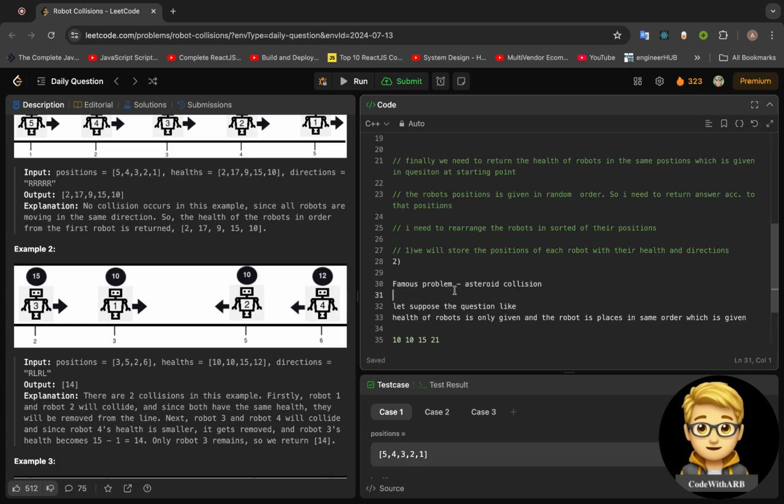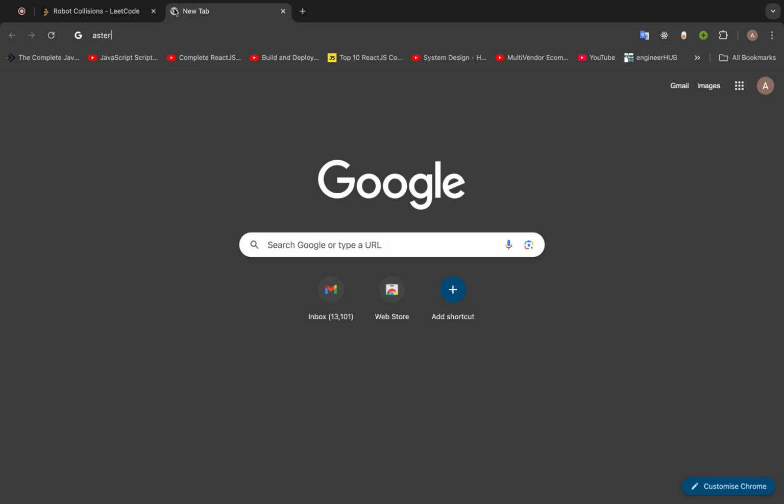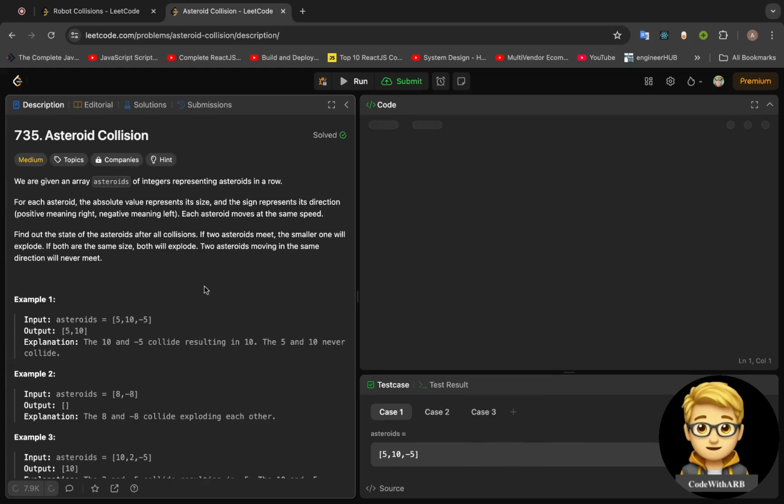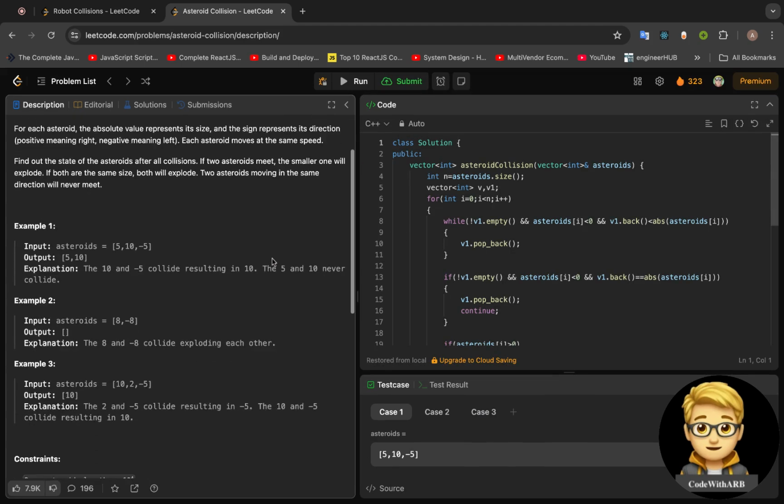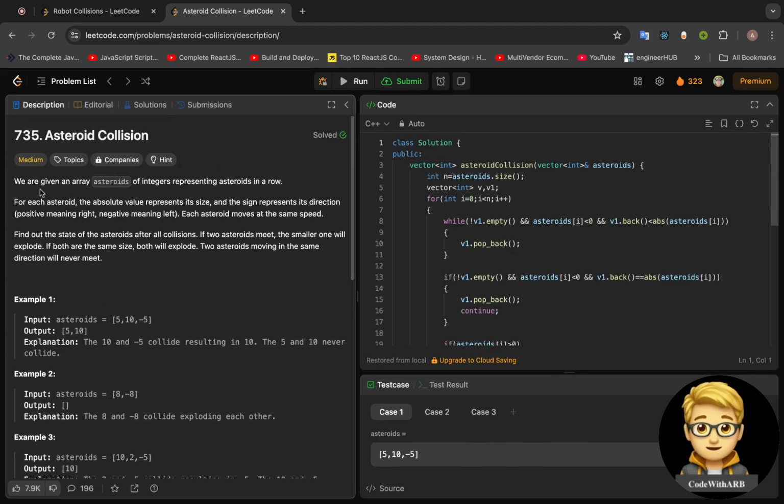In the asteroid collision problem, if you have not solved it, I urge you to solve that question. But I will also tell you what that question is. Let me show the question to you. Asteroid collision, yeah, this is the question. Basically, the question is the same collision problem. It's a medium one, right?